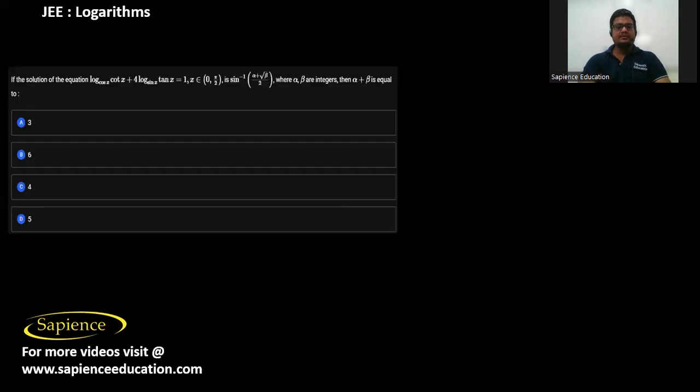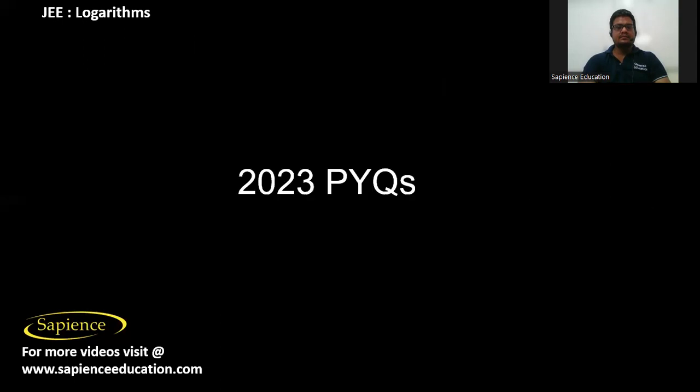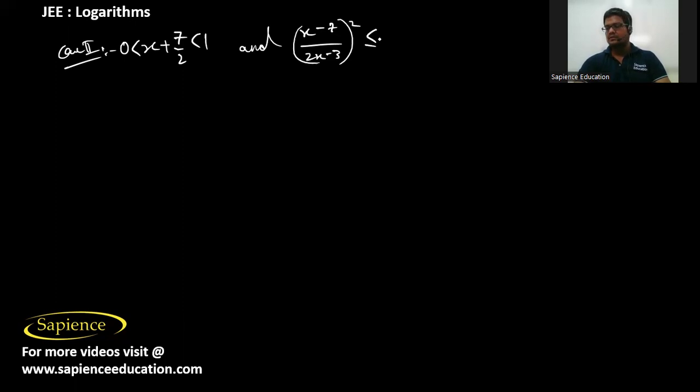Then case 2. So case 2 will be x plus 7/2, that should be from 0 to 1. And x minus 7/2, x minus 3 whole square, that should also be greater than 0 and less than 1.